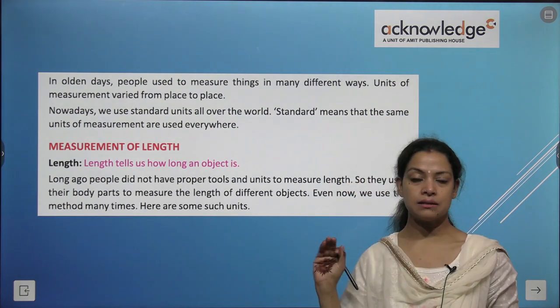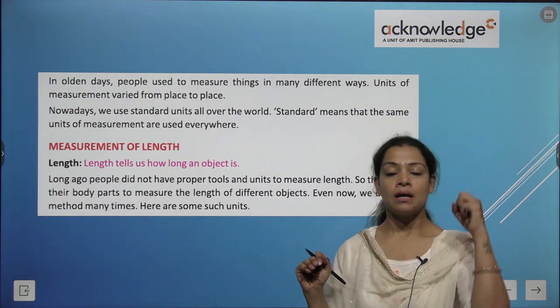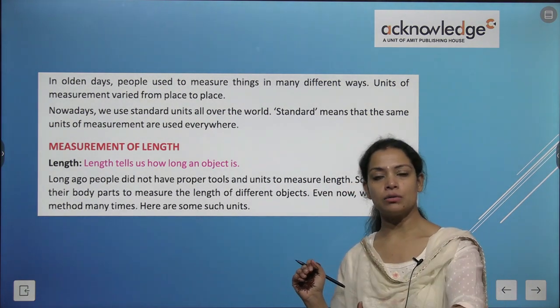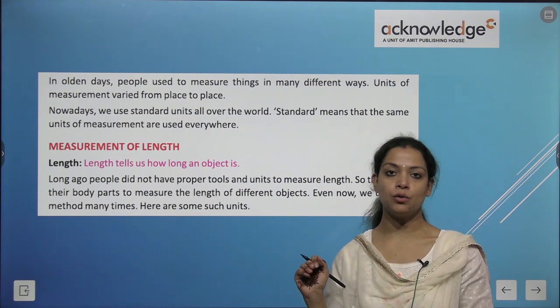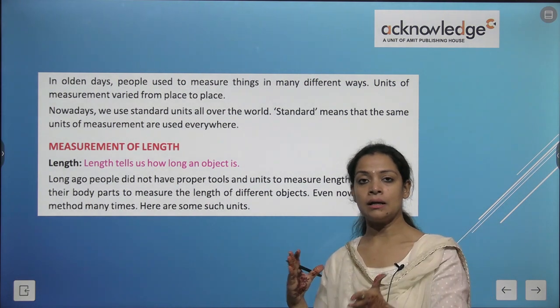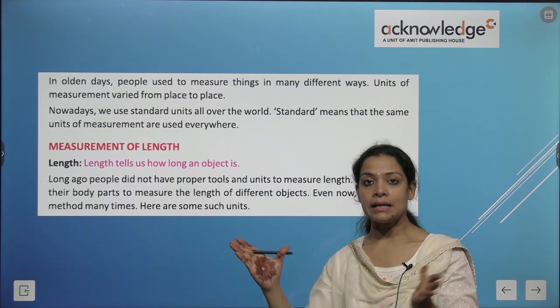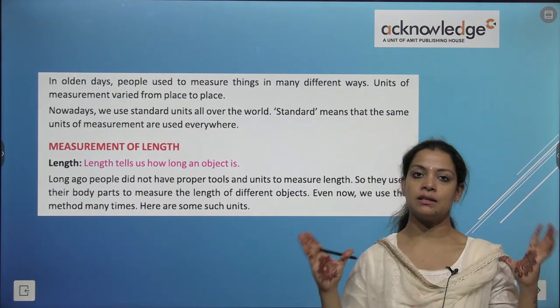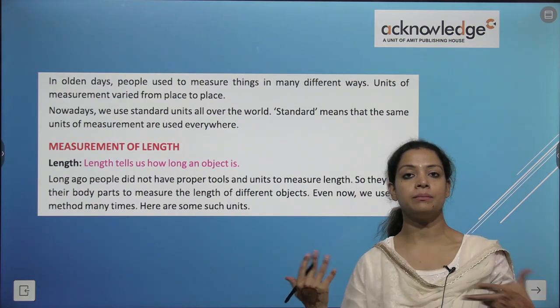मतलब ये exact answer नहीं देता. Why? Because हर इंसान का body part different होता है depending on their height and weight. So अगर हर 2 या 3 इंसान एक ही जगह को measure करेगा using their body parts, so answer will be different.